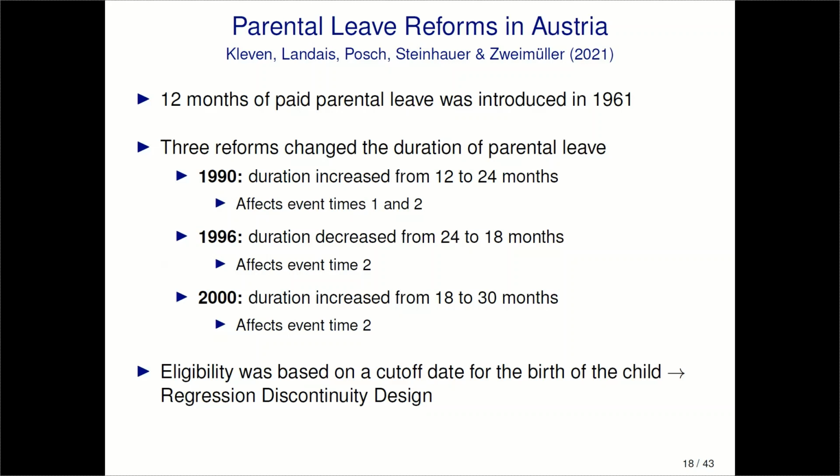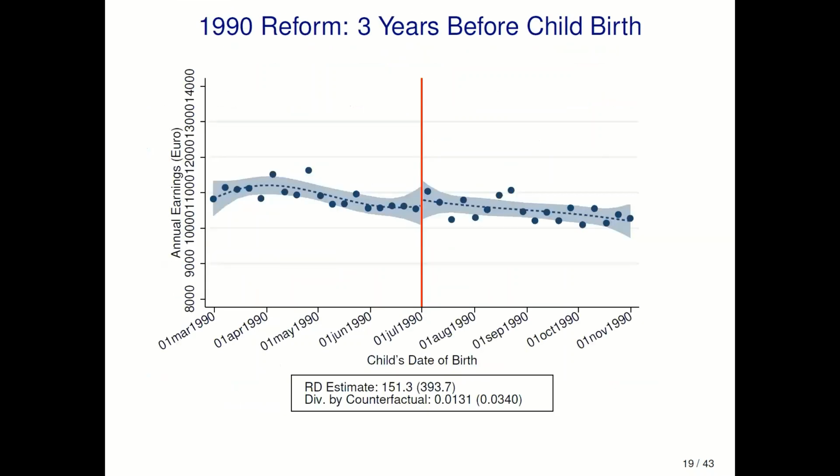Okay, so let me show you how the order works. Let's just focus first on the 1990 reform. Eligibility was based on having a child after the 1st of July of 1990. Now we can look at different outcomes, for example, earnings, with respect to the birth date of the first child. This first graph looks at earnings at event time -3, so 3 years before you have a kid, but plotted against the child's date of birth 3 years later. Obviously we don't expect to see any treatment effect here because you don't have the child yet. And consistent with that, the RD gives a clear 0 effect 3 years before birth.